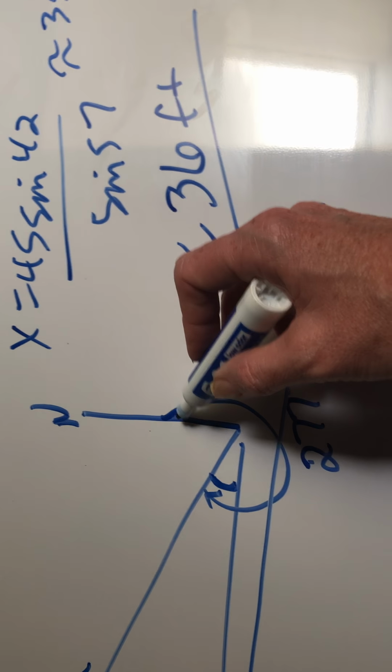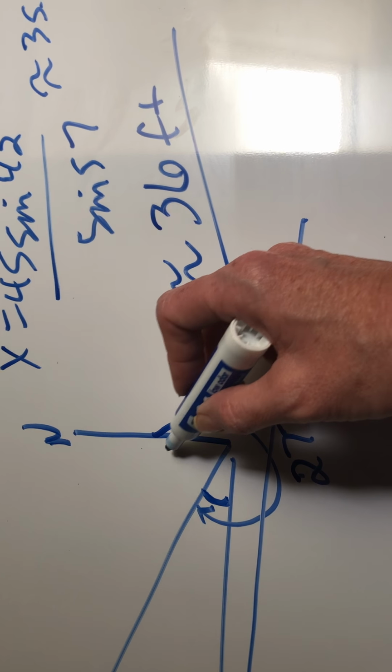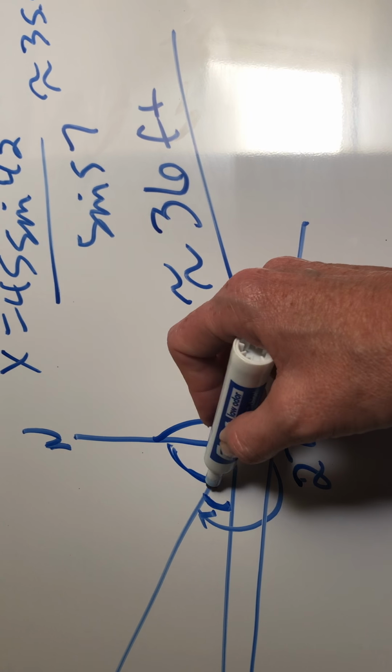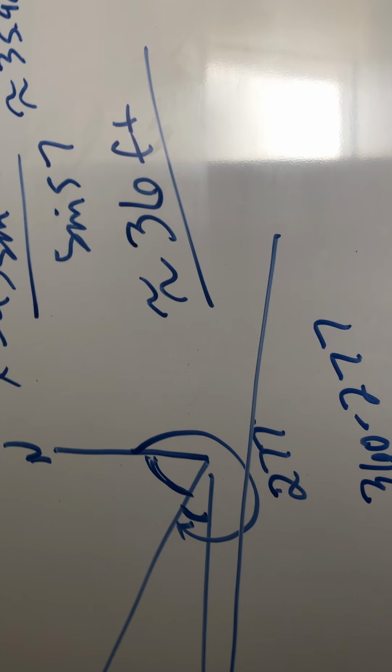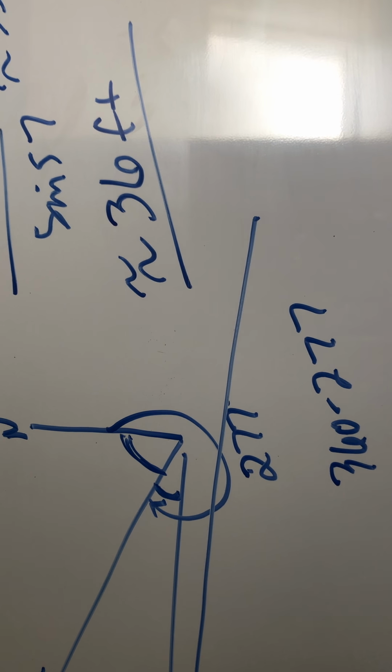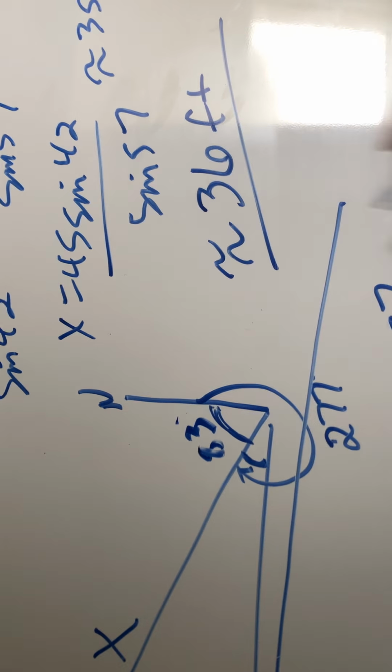Well, if this reflex angle is 277, I can find this angle in here by doing 360 minus 277. So 360 minus 277 gives me 83. So this angle's 83.